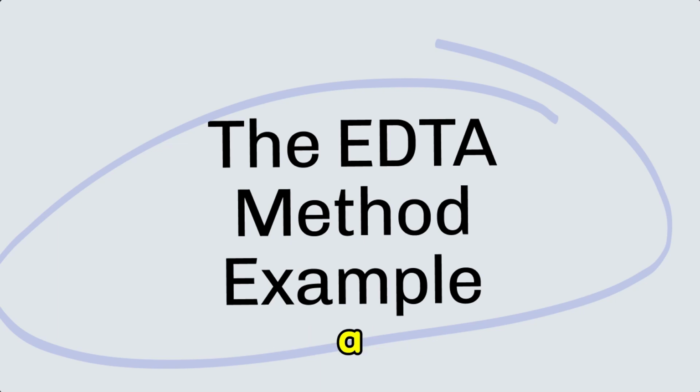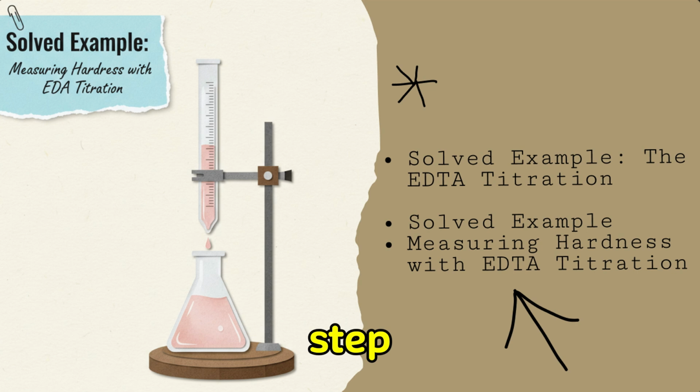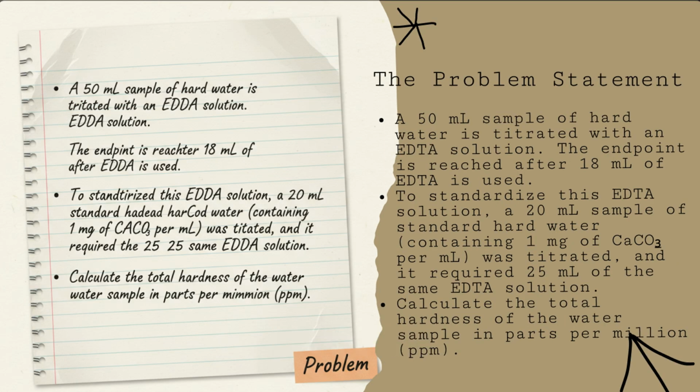Let's walk through a classic titration experiment, step by step, with a numerical problem you're likely to see on an exam. Step-by-step solved example, the EDTA titration. All right, grab a pen and paper. Here's our problem. This looks like a lot, but we're just going to break it down. The whole process has two main phases.